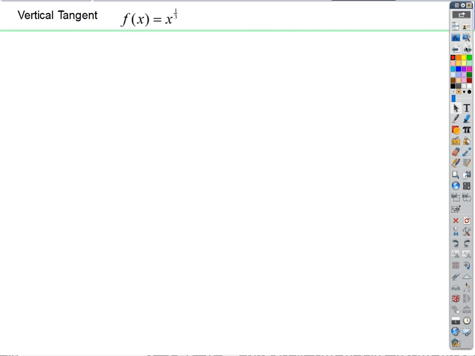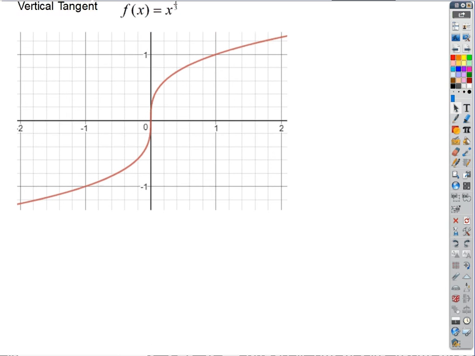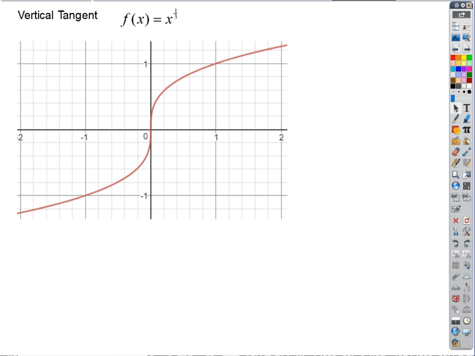There we go. So vertical tangents. We get a vertical tangent for this function, for example. Let's demonstrate that that's the case. Let's just show this using, we'll get a little practice from yesterday. We've got to reinforce what we did yesterday. So let's calculate the derivative of this function at x equals 0.